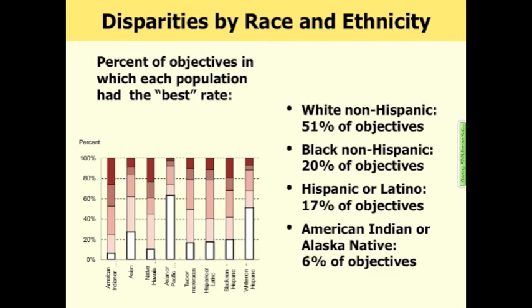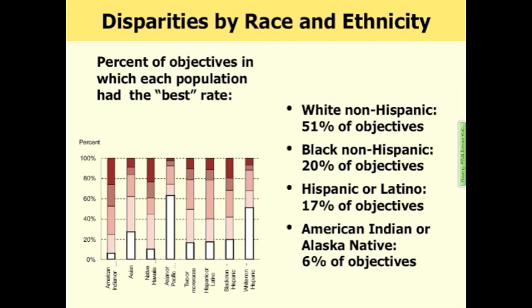The case for blacks, who were measured in 345 of these objectives, they had the best rate 20% of the time. Hispanics, 17% of the time had the best rate, and American Indian or Alaska Natives had the best rate 6% of the time, just to pick these four. This is, again, I think a very strong statement of disparities.